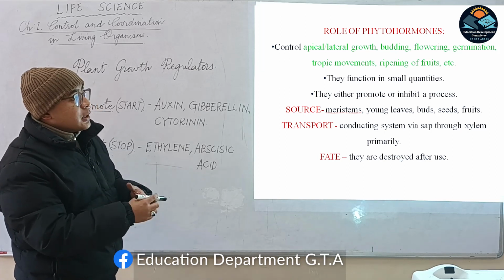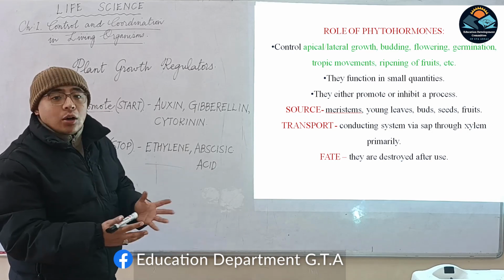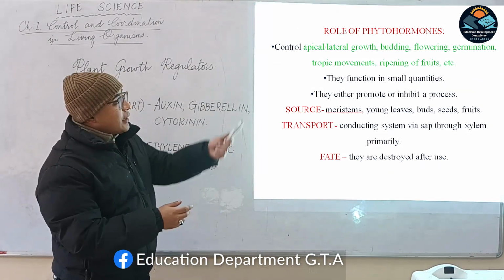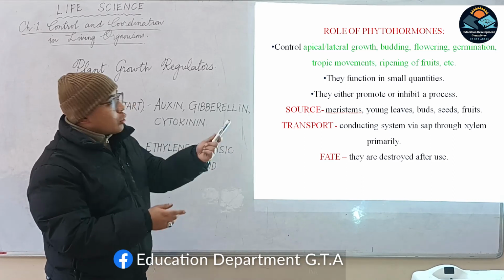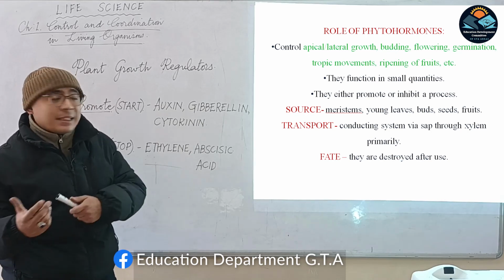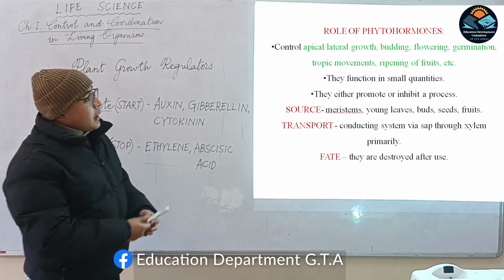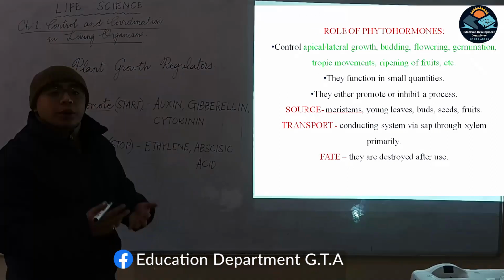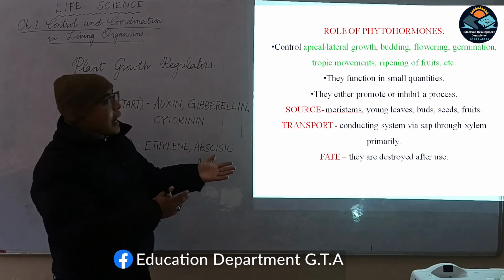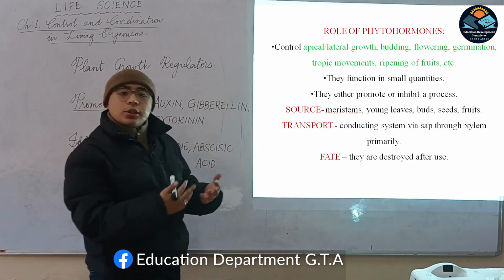Flowering produces flowers, but after pollination and fertilization within the flower, it leads to the formation of fruits. Now from the fruit you get seeds, and seeds will germinate. So germination of seeds is also controlled by phytohormones. They also control different tropic movements, which we have discussed in the previous lesson, and they also control ripening of fruits and other processes. They function in small quantities, which we already know from the definition itself, and as I've already told you, they either promote or inhibit a process, meaning they either start a process or stop a process.